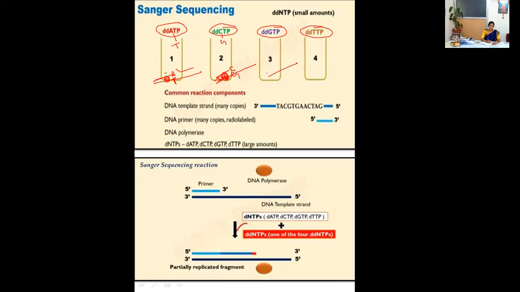Same in this case also. Okay, this is the template DNA and this is the primer. When DNA polymerase goes and attaches and adds the normal nucleotides, it will move on wherever it finds the complementary nitrogenous bases. If there is a cytosine and the DNA polymerase adds the dideoxy GTP, further reaction will not continue. But when the DNA polymerase adds the normal nucleotide, the reaction will begin or synthesis will continue.